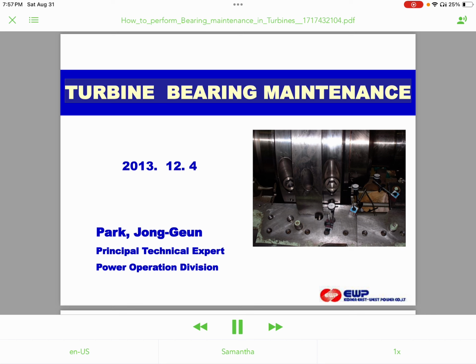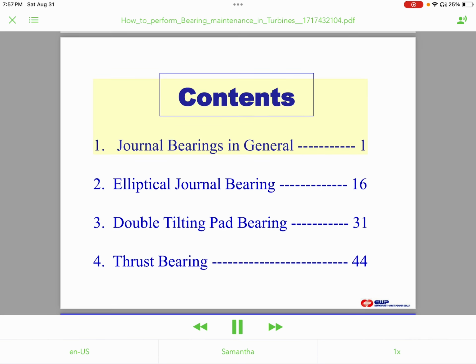Turbine bearing maintenance, 2013.12.4. Park, Jongjun, Principal Technical Expert, Power Operation Division. Contents: 1. Journal bearings in general, 1. 2. Elliptical journal bearing, 16. 3. Double tilting pad bearing, 31. 4. Thrust bearing, 44.